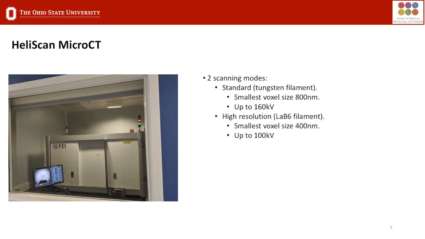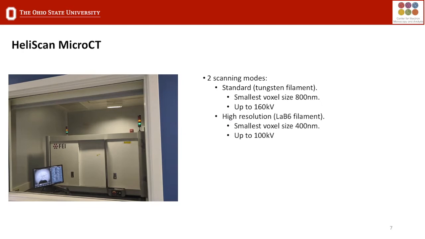The HeliScan has 2 scanning modes. The standard mode uses a tungsten filament. The smallest achievable voxel size in this mode is 800 nanometers, and the maximum tube voltage is 160 kV. This mode is good if you want to image larger, more dense samples.